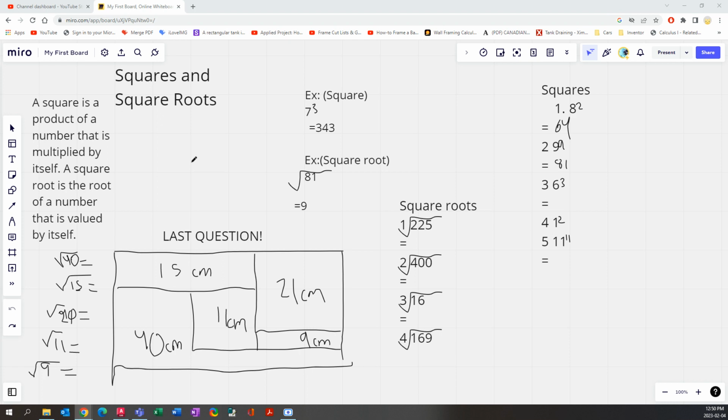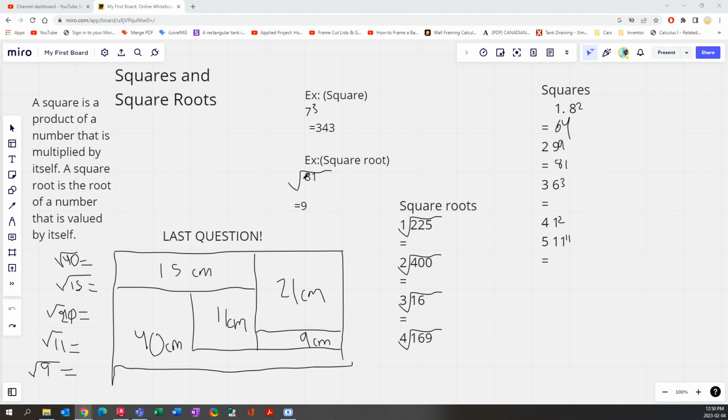Today, the topic we're going to be talking about is squares and square roots. If you don't know what squares and square roots are, a square is the product of a number multiplied by itself. A square root is the root of a number that is valued by itself. So, I'm going to be showing you some examples of how to do these questions that we're going to be doing later on.